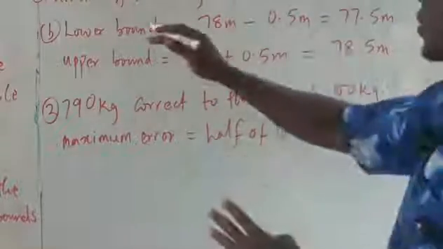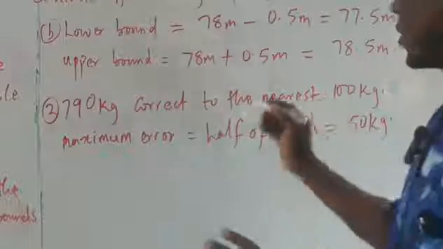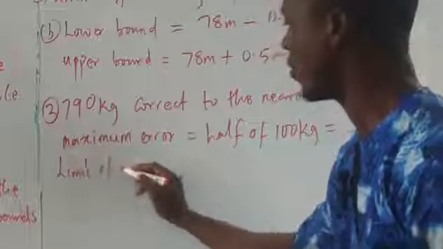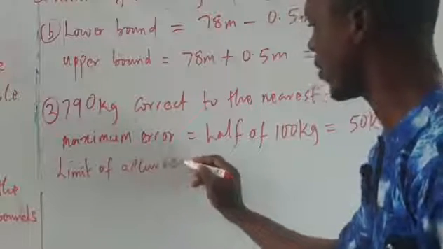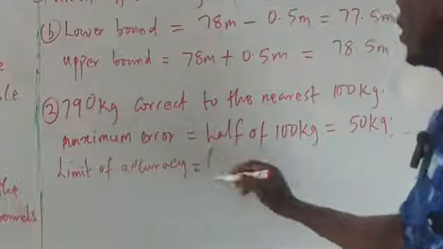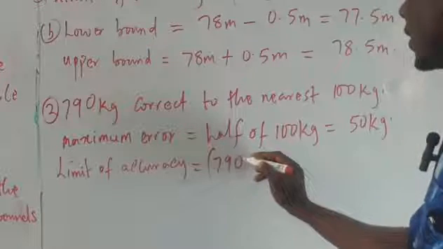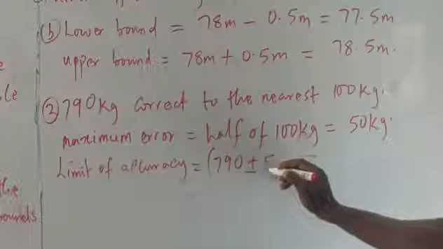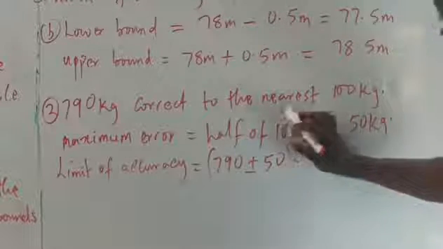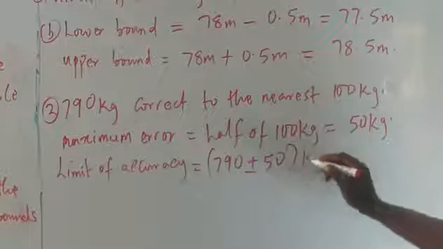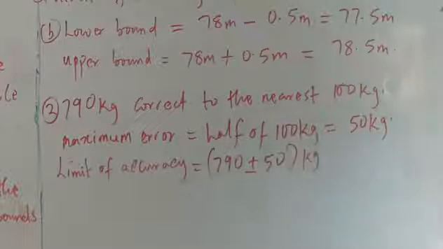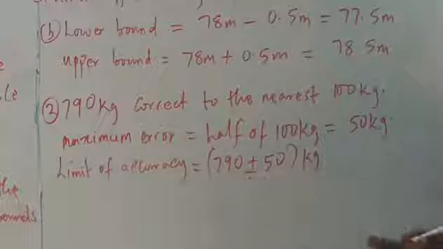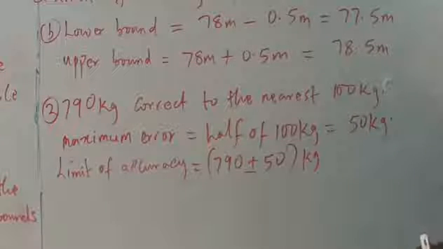Now to get the limit of accuracy, we are going to have the limit of accuracy equal to 790 plus or minus 50 kg. Let me put the 50 in a bracket, then close the bracket, then kg. So the limit of accuracy is 790 plus or minus 50 kg. That's the limit of accuracy.